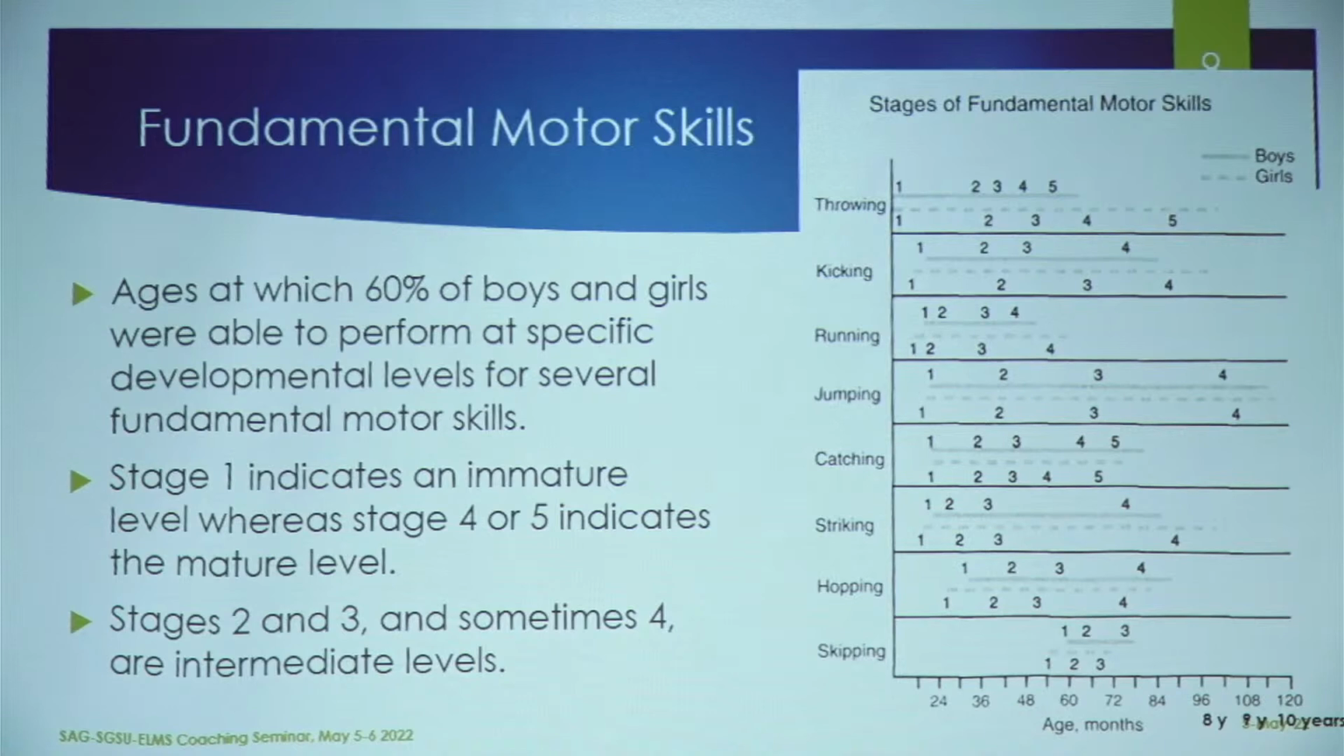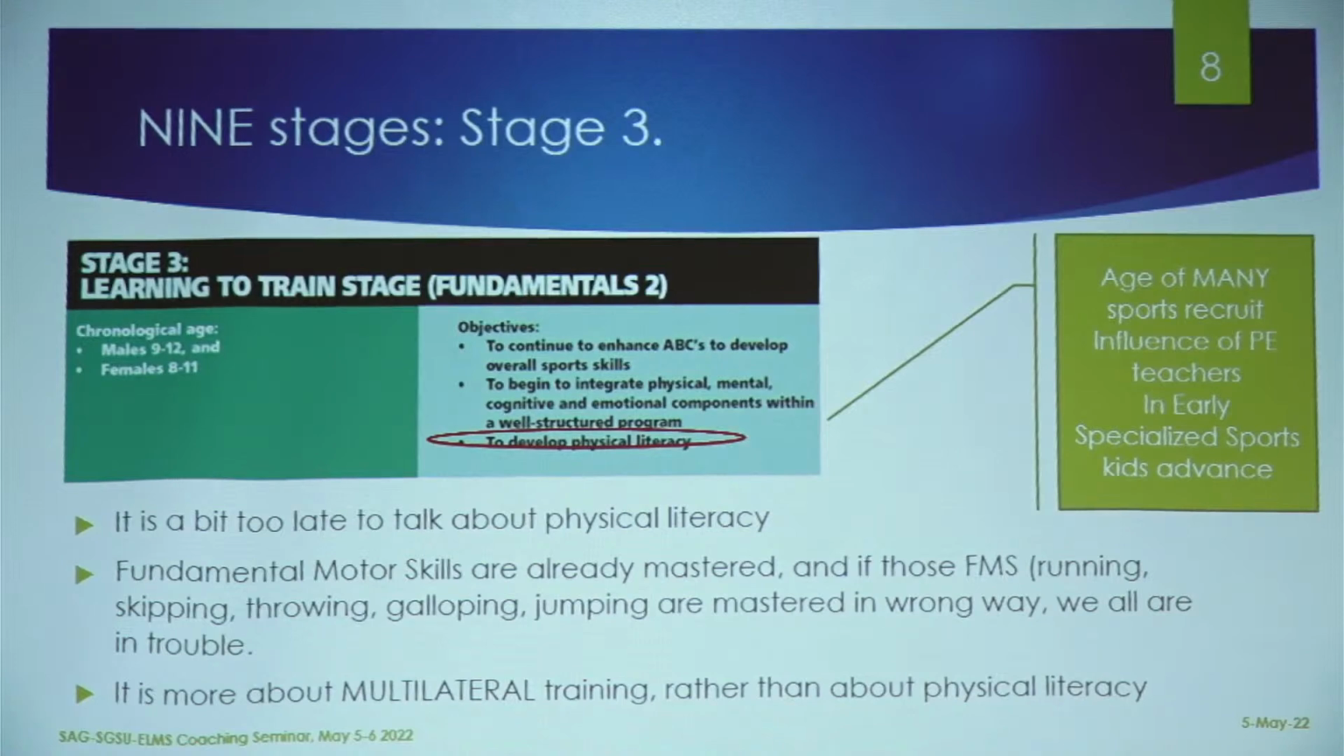So what does it say? Ages at which 60% of boys and girls, of course, it's not that everyone has mastered, 60%. These are signifying the age and the phase at which 60% of boys and girls are able to perform at specific developmental levels. Stage 1 indicates an immature level. 4 or 5 indicates the mature level, meaning it's already there. Stages 2 and 3 and sometimes 4 are intermediate levels. Meaning that up to the age of 10, almost everything is there. So literacy is more or less done. If not done, then we can say fine, we are still caring for the remaining 40%.